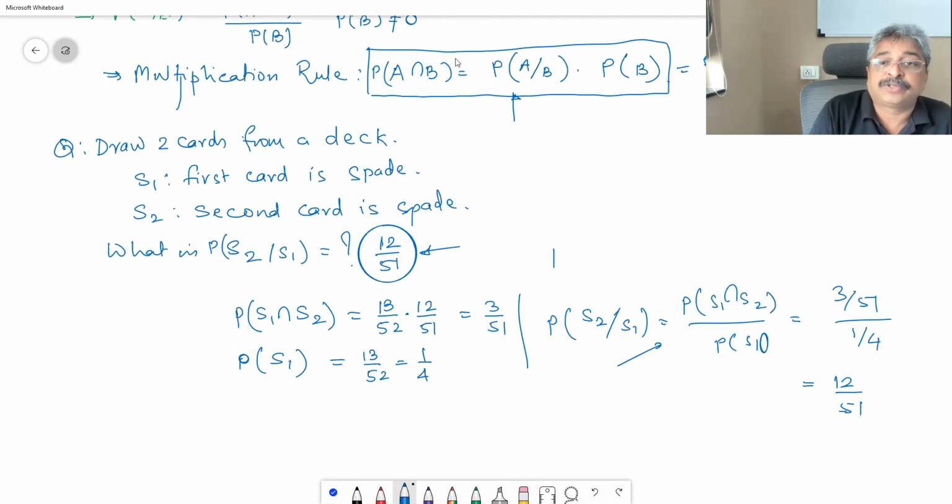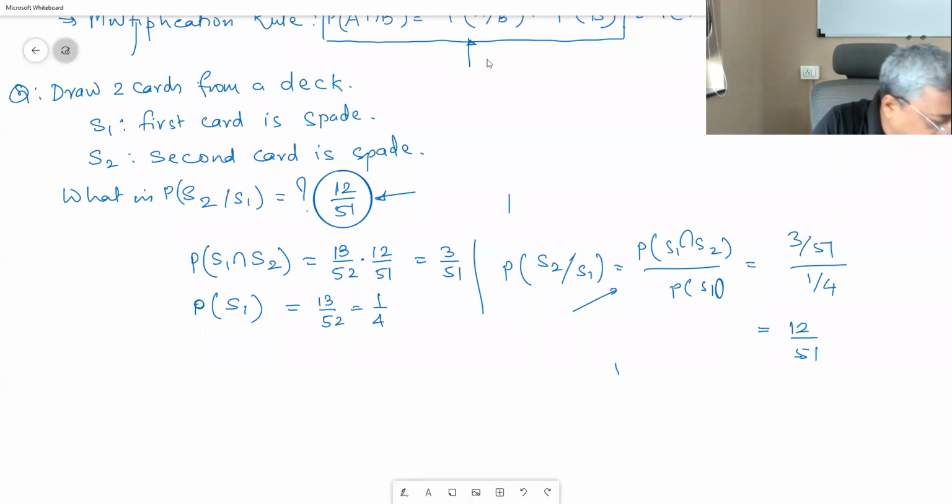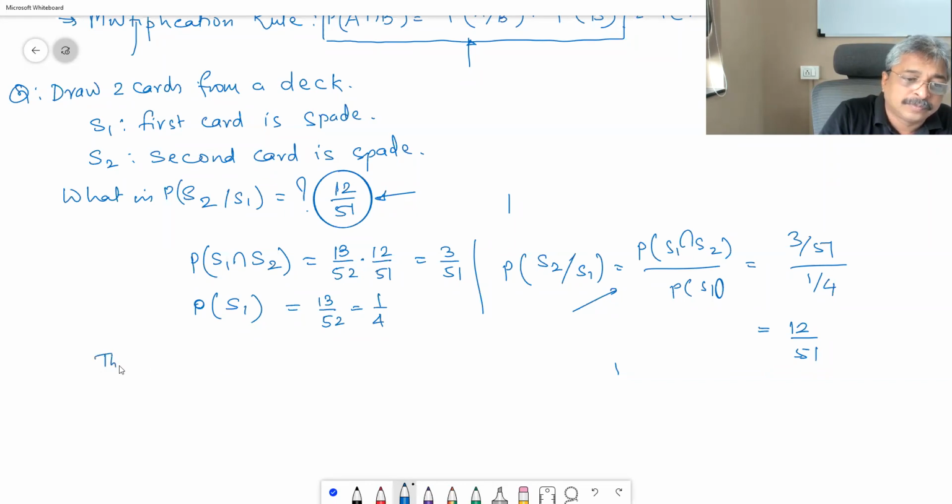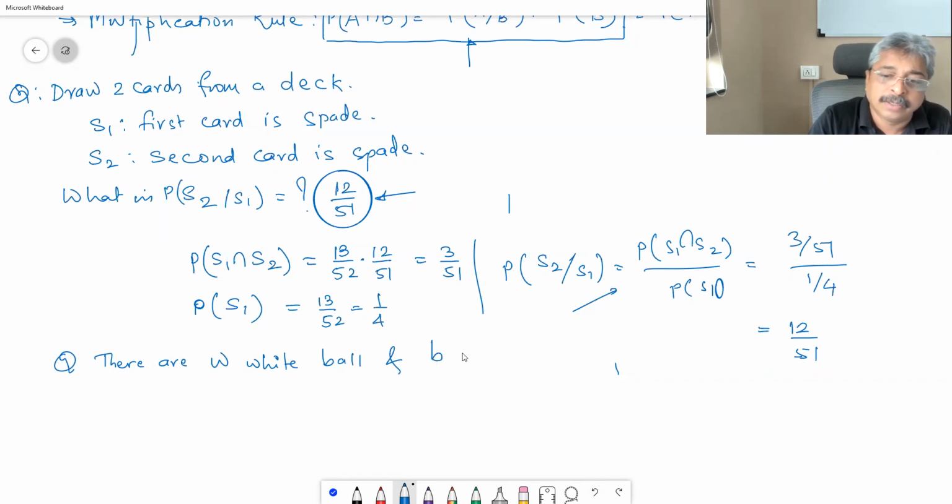Okay, let me check whether you have understood. Question. There are W white balls and B black balls in a bag.